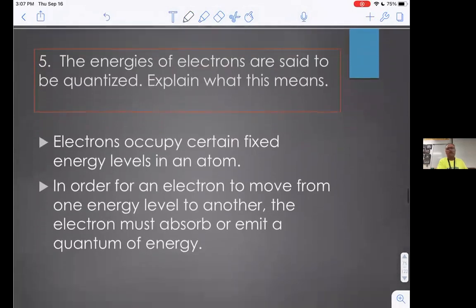Question 5 says the energies of electrons are said to be quantized. You can't split electrons. It's a lot like our penny question on the lab. Pennies can be quantized, as can electrons. In order for an electron to move from one energy level to another, it has to absorb a certain amount of energy. It doesn't leave any part of the energy behind. And so they can be completely moved from one energy level to another through one quanta of energy.